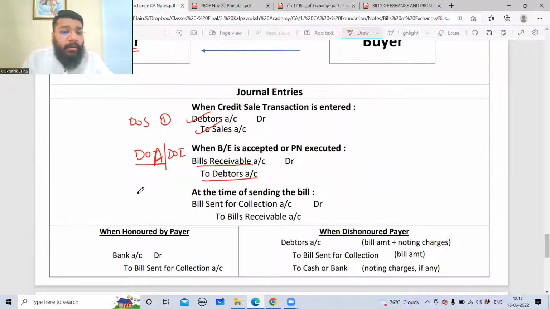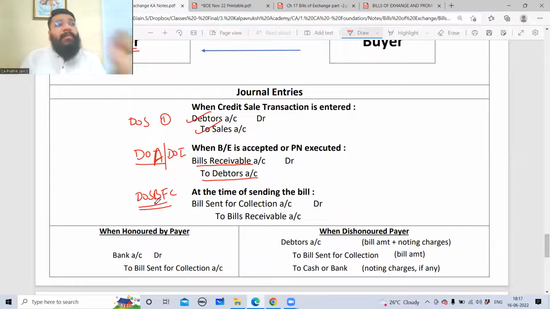Then, the date of sending the bill to the bank for collection. So what happens? From my hand, the bill is going out. So bills receivable, an asset, is going out. One asset is going out, and another asset I need to create, because I need to remember this bill is sent to the bank for collection.